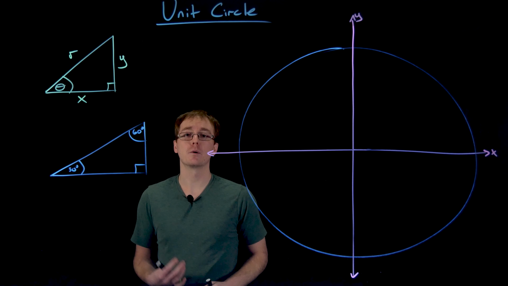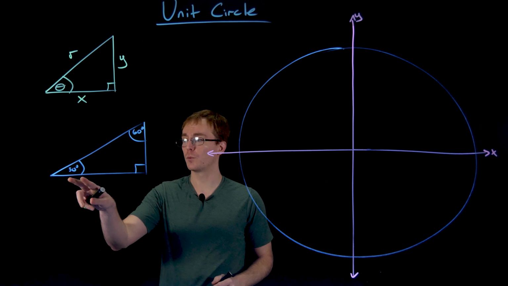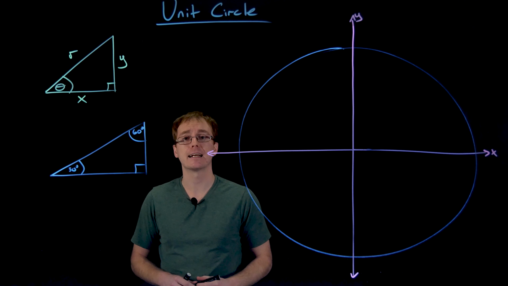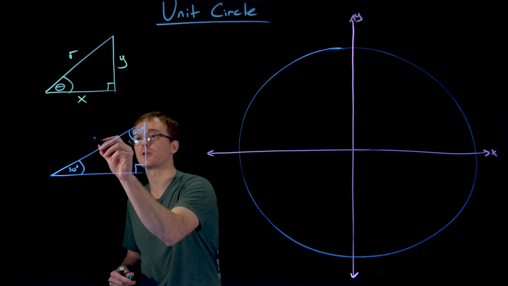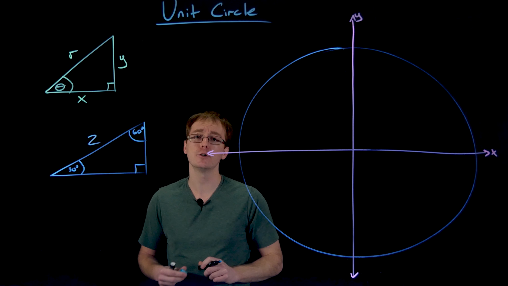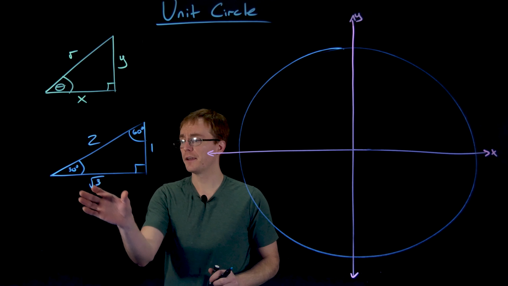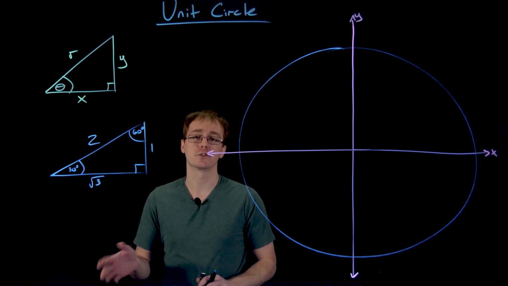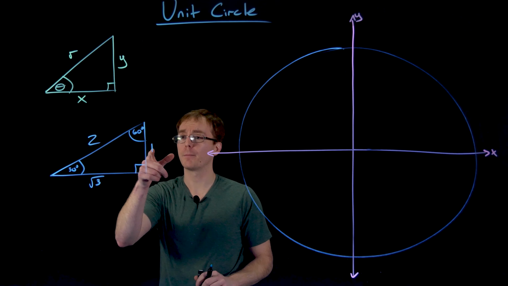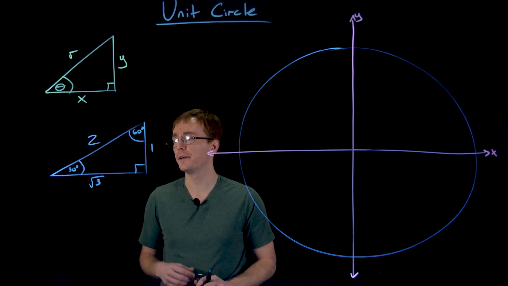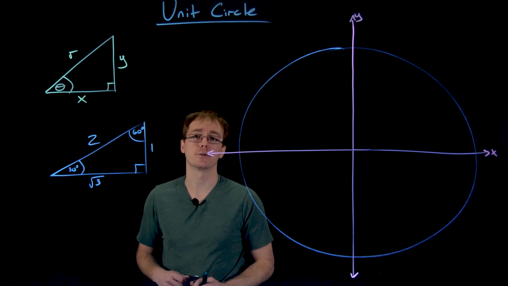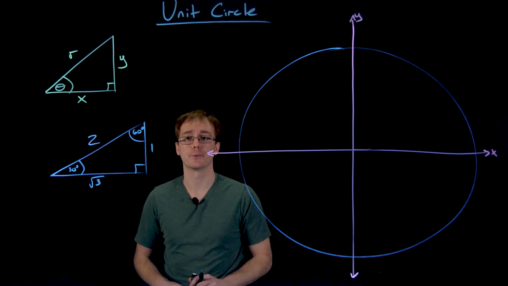In our earlier video, when we were discussing this special triangle with those angles of 30, 60, and 90 degrees, we started with the triangle having a hypotenuse of 2. And what we ended up finding was that the height of our triangle was 1, and the base of our triangle was the square root of 3, or the side opposite of our 30-degree angle was 1, and the side opposite of our 60-degree angle was the square root of 3.